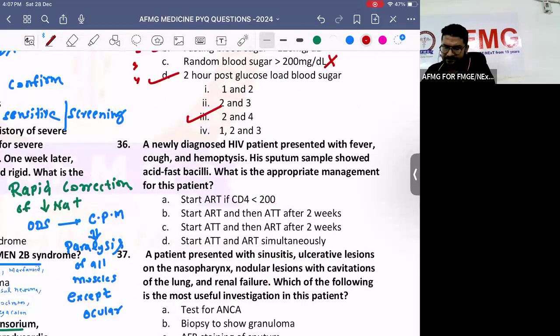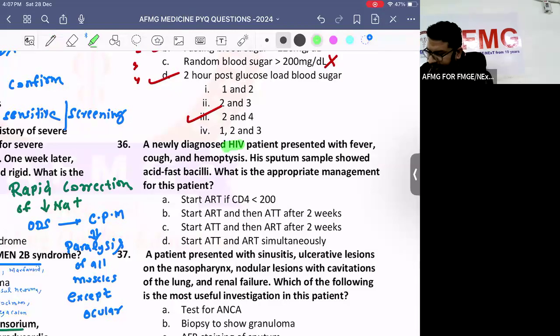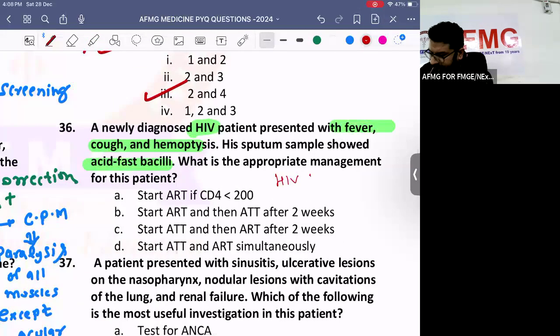Try to answer this first. Look carefully, what will it be? What is the diagnosis? The patient came with HIV. The patient is HIV positive, with fever, cough, hepatitis, and AFB is also positive. It means it is HIV plus TB. Even nowadays, as per recent guidelines, all HIV patients should be tested for TB, and all TB patients should be tested for HIV. What is the appropriate management? They are asking.